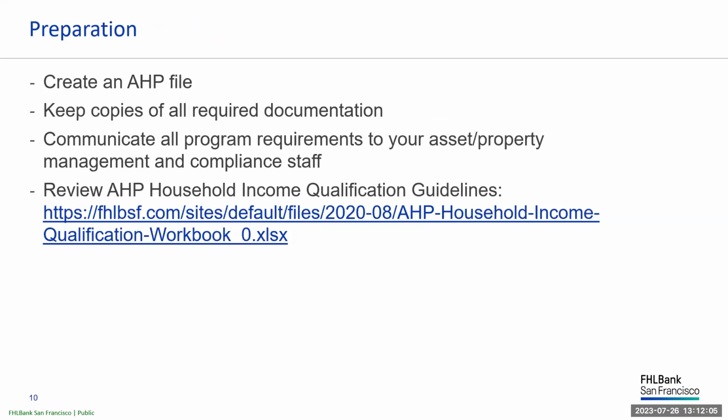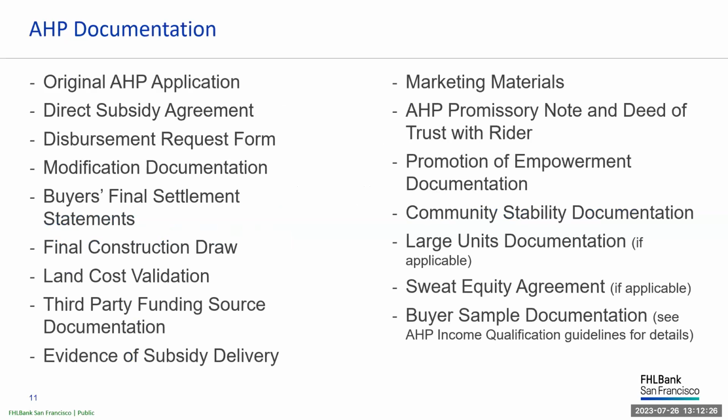To prepare for disbursement and initial monitoring, we recommend creating an AHP file so that all AHP documents will be available from application to project completion, including homebuyer qualification documentation. The following slide will show a list of relevant information. We recommend communicating the program requirements and application commitments to your asset manager, compliance staff, and especially those involved with empowerment services and income qualification.